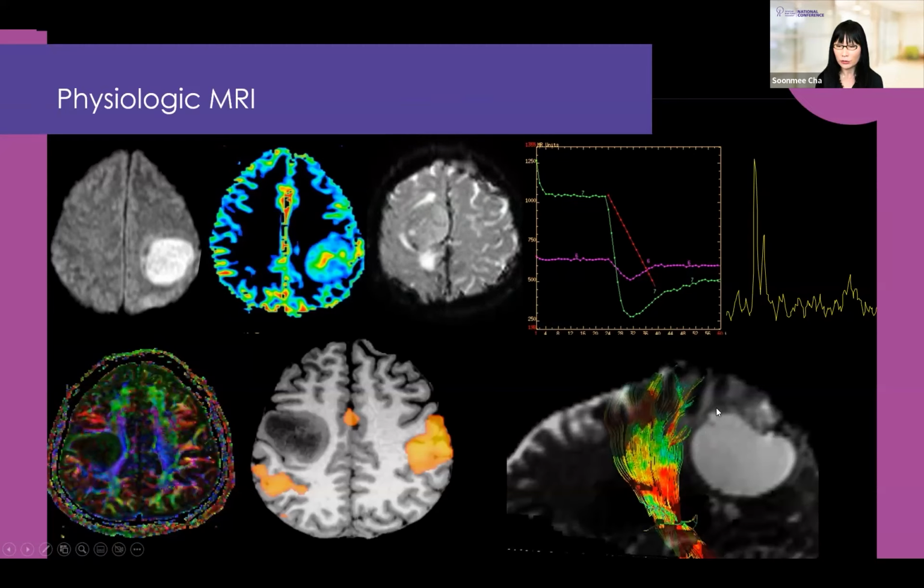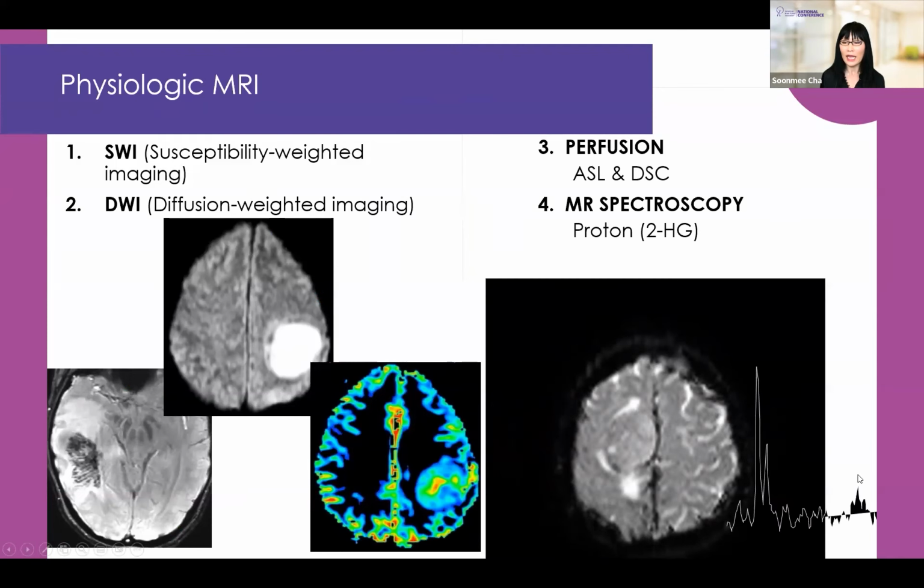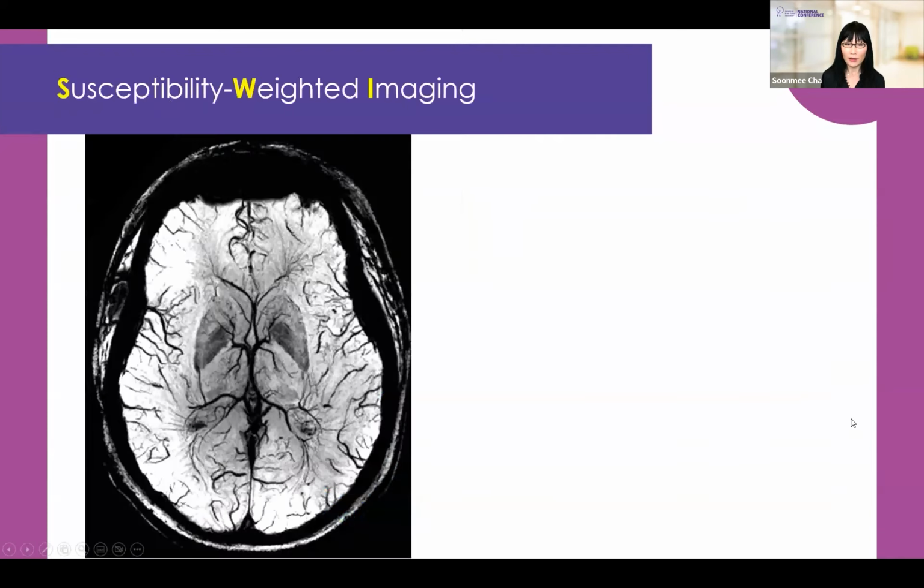So physiologic MRI that I'm going to just briefly introduce you, there are four main types. There's a susceptibility weighted imaging, diffusion weighted imaging, perfusion weighted imaging, and MR spectroscopy. So this is an example of a susceptibility weighted imaging. So what are we looking at here?